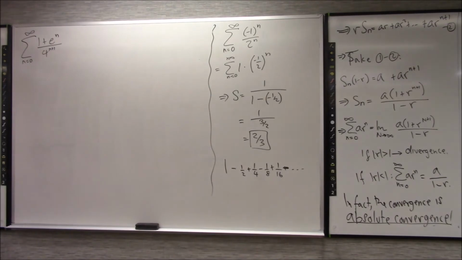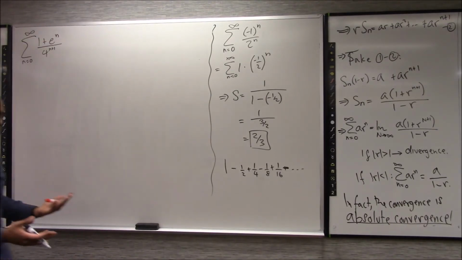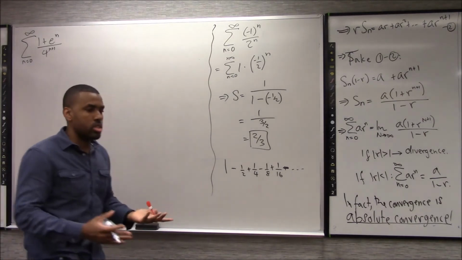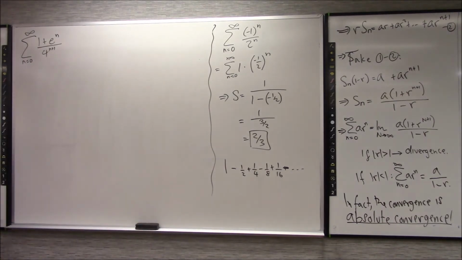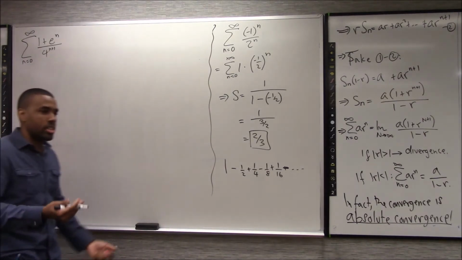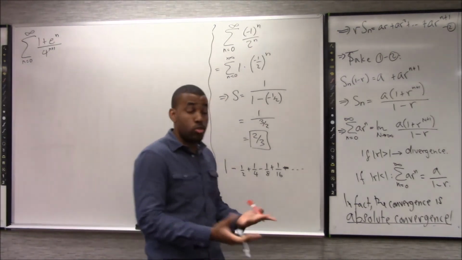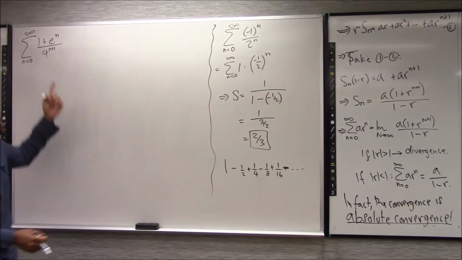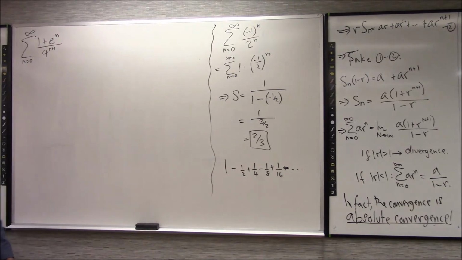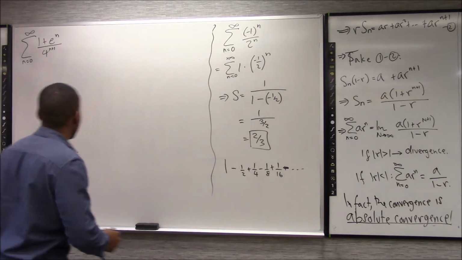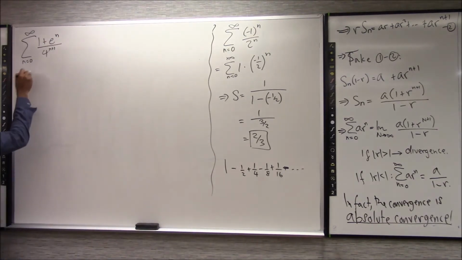So when you start seeing things raised to powers, geometric series is one of the things you're going to start thinking about from the beginning. You're always going to ask, can I simplify this to look like a geometric series? Or do I have to do something like the root test? The root test is also something where things raised to the nth power would be a useful thing to look at. Notice here, one thing you can do is split the fraction.